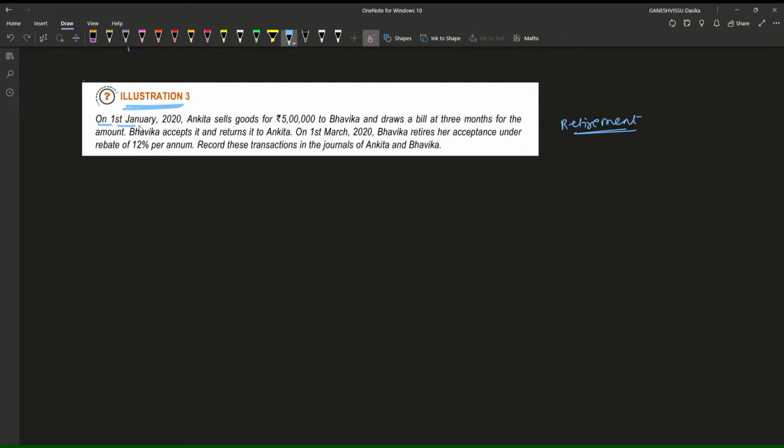On 1st January 2020, Ankita sells goods for 5 lakh rupees to Bhavika and draws a bill of exchange at 3 months for the amount. Bhavika accepts it and returns it to Ankita. On 1st March 2020, Bhavika retires her acceptance under rebate at the rate 12% per annum. Record these transactions in the journals of Ankita and Bhavika. So they have asked us to prepare in both books of accounts.